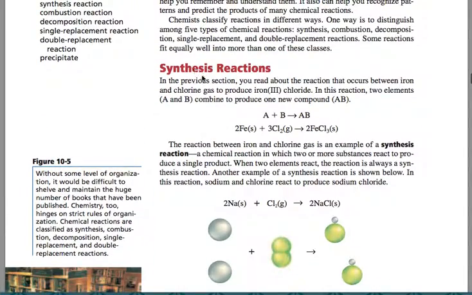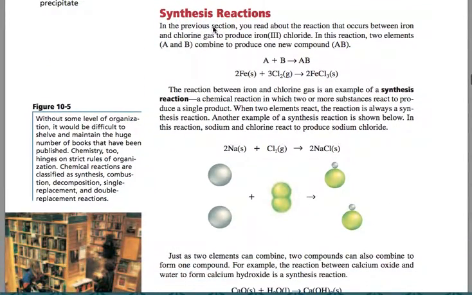Okay, synthesis reactions. In the previous section, you read about the reaction that occurs between iron and chlorine gas to produce iron(III) chloride. In this reaction, 2 elements, A and B, combine to produce one new compound, AB. 2 iron solid plus 3 chlorine gas (Cl2) react to produce 2 iron(III) chloride solid.